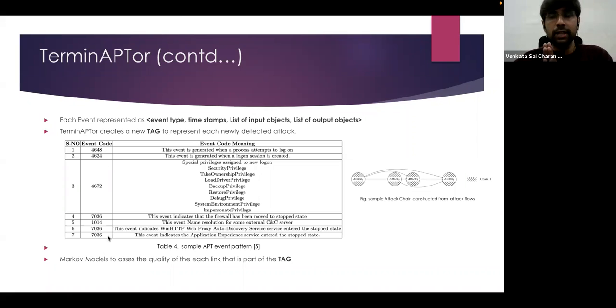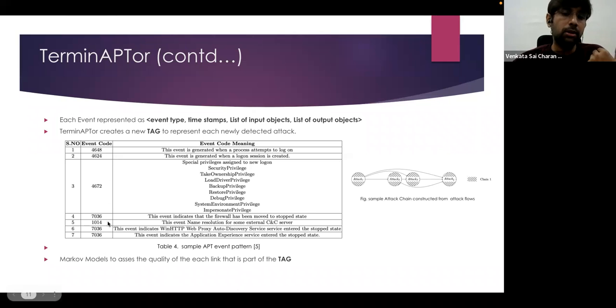So the clear thing that we need to understand is, if you are a Windows user and you stop the firewall manually, the 7036 event happens. So we can't consider that one as a malicious activity. You need to identify a series of malicious activities over a period of time, and only then can we say that this is an APT attack.